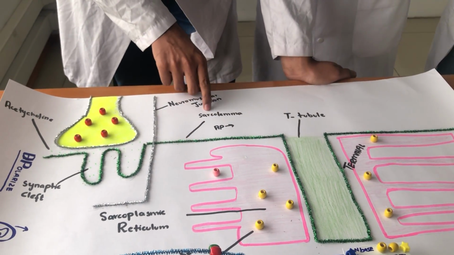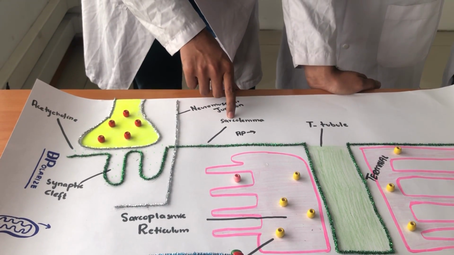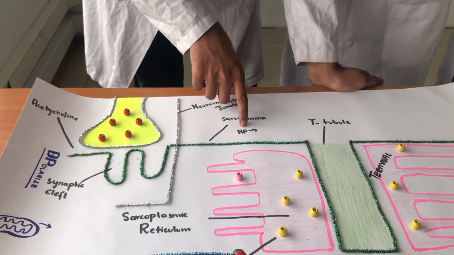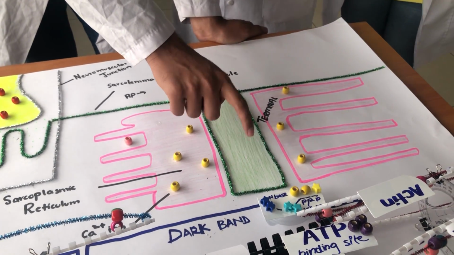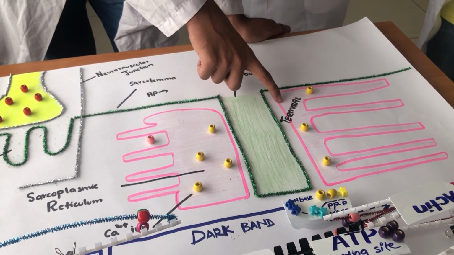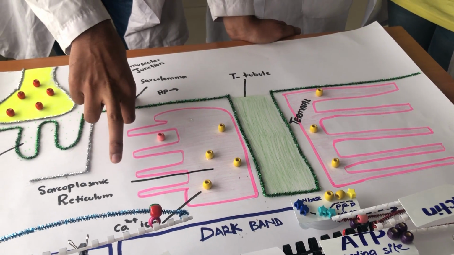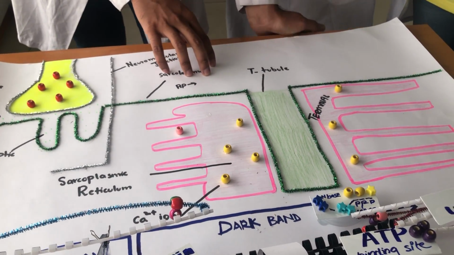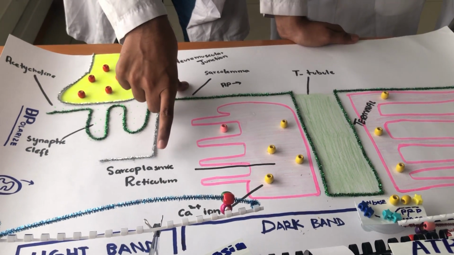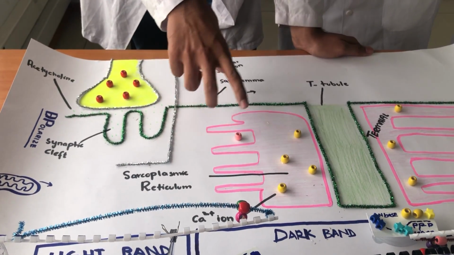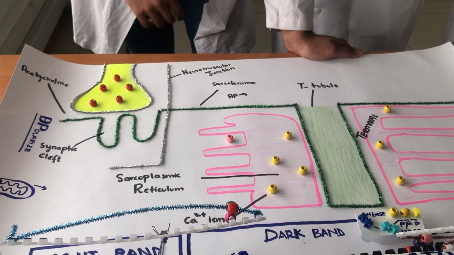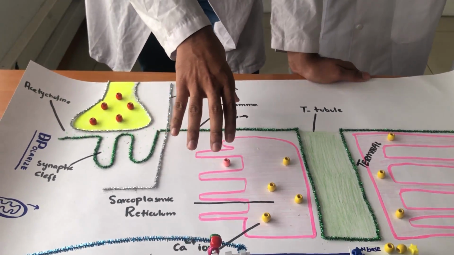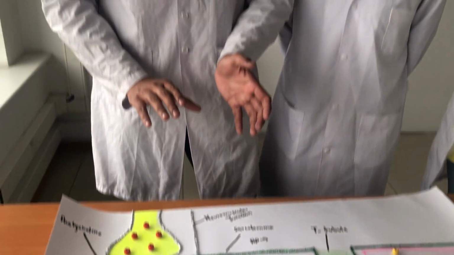And now, what is the sarcolemma? Sarcolemma is the plasma membrane of the myofibrils, and the T tubule is the invagination of the plasma membrane. The combination of the T tubules and the sarcoplasmic reticulum is called the triad. And then, what is the sarcoplasmic reticulum? Sarcoplasmic reticulum is the complex network of the smooth endoplasmic reticulum, and it is also known as the site of the calcium ions. And the reason of the contraction is the sarcomere. Sarcomere is the contractile unit of the myofibrils.